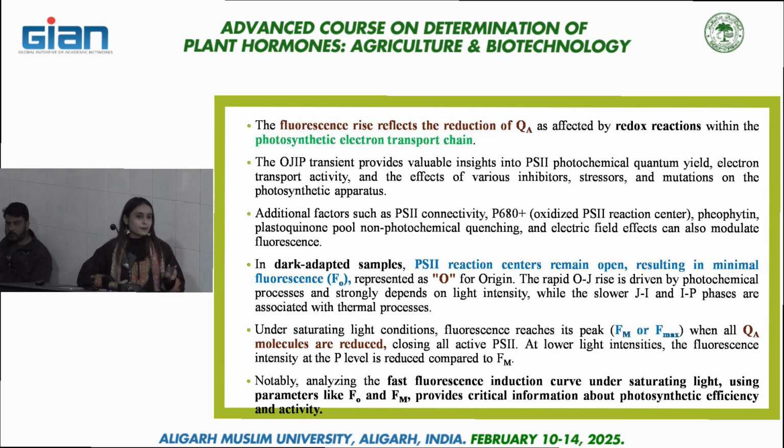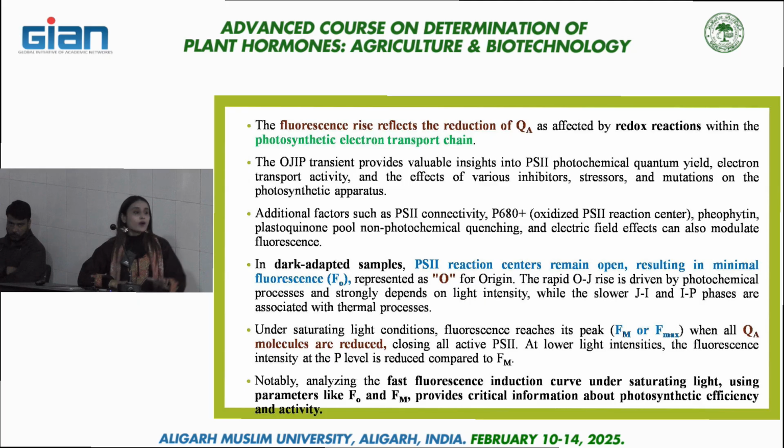We are going to take two samples, one is a dark adapted sample and another one is a light adapted sample. In dark adapted samples, the PS2 reaction center always remains open, which results in minimal fluorescence, known as F0, and it is represented by O. Here O stands for origin, as we explained in the OJIP curve previously. The rapid OJ rise is driven by photochemical processes and strongly depends on light intensity, while the slower JI and IP phases are associated with thermal processes.